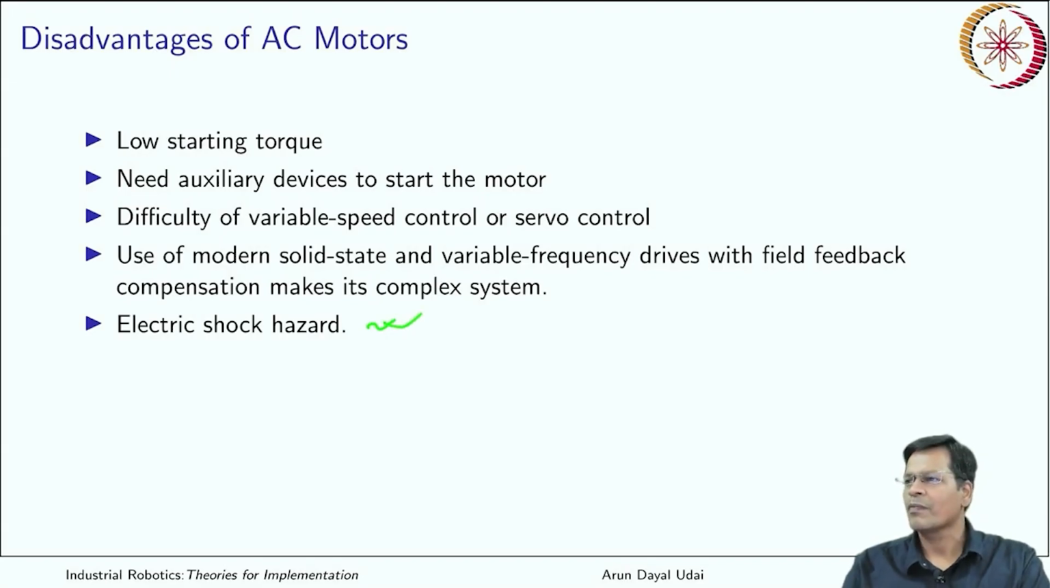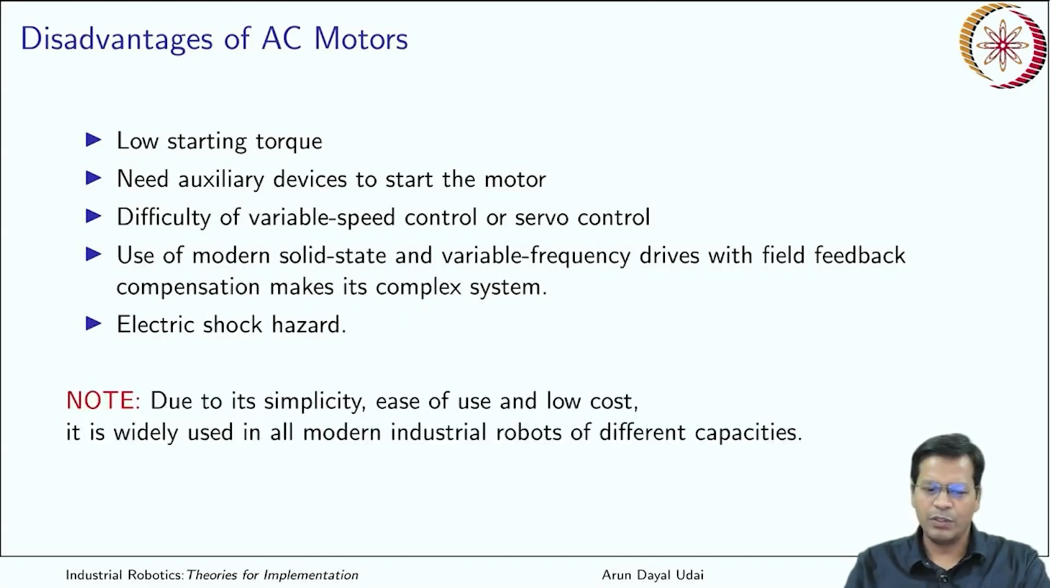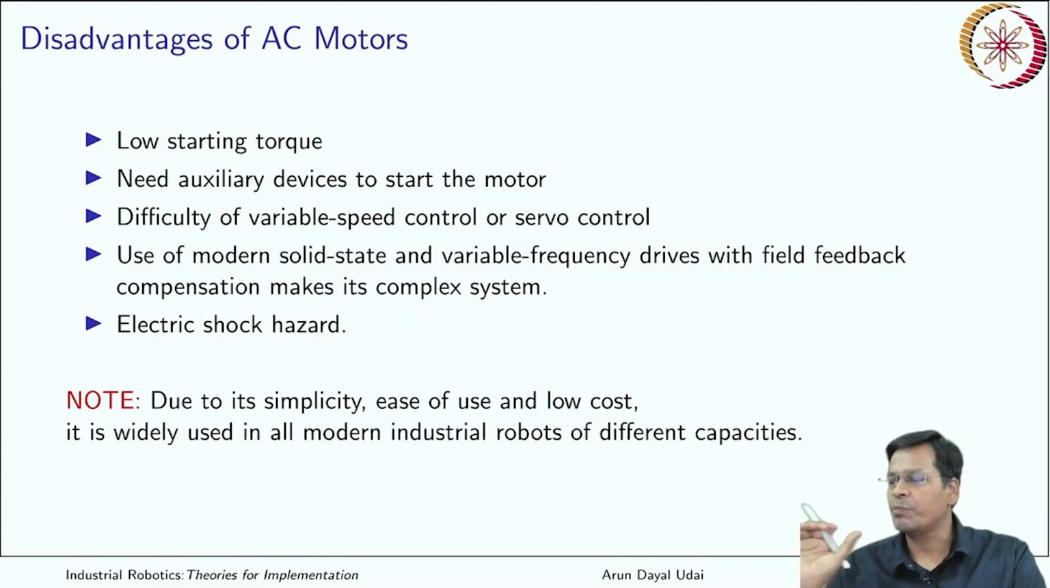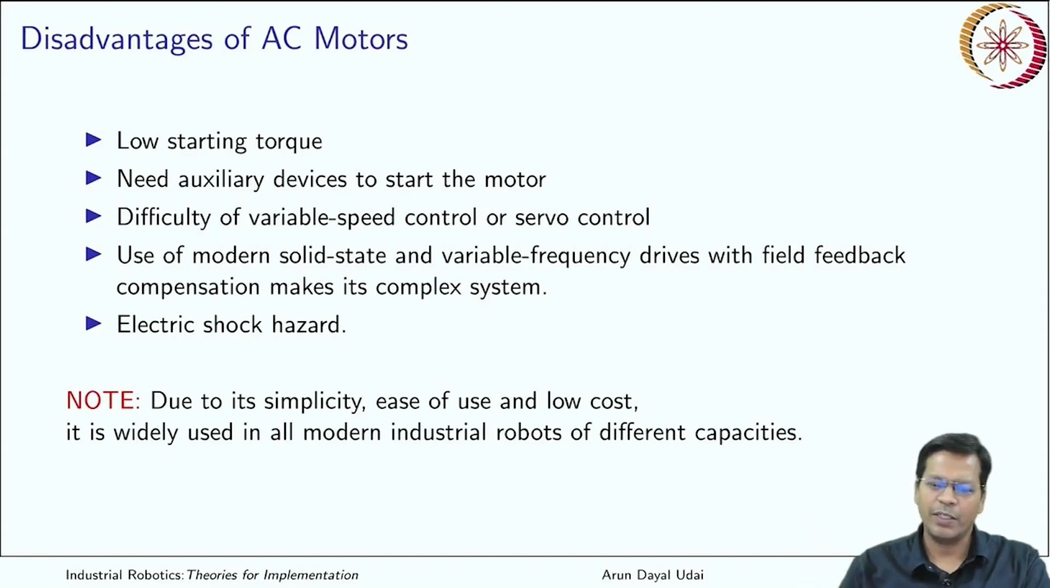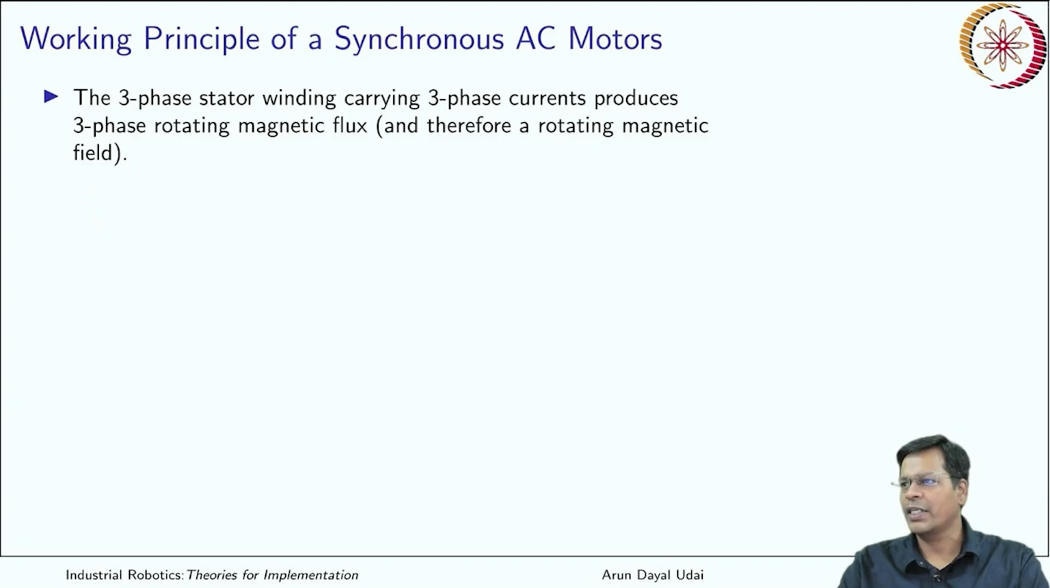Rest is fine. Okay, and note that due to its simplicity, ease of use and low cost, it is widely used in all modern industrial robots of different capacities, because it can provide you with a huge amount of power, which is not possible with small DC motors or sometimes even BLDC motors. That is the reason we have to stick with AC motors if we talk about big robots in the industry.